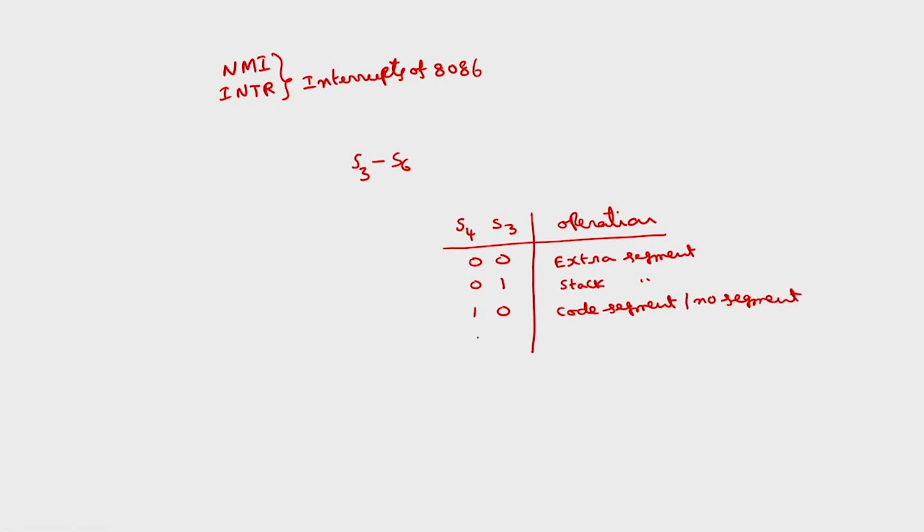And 1 1 is for data segment. This is the purpose of these two status signals S4 and S3. I am coming for S6. S6 is a status signal.